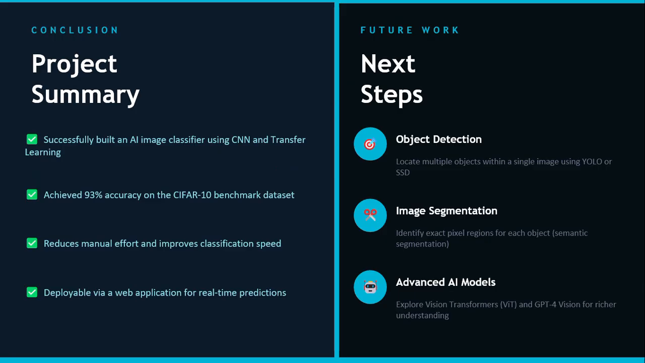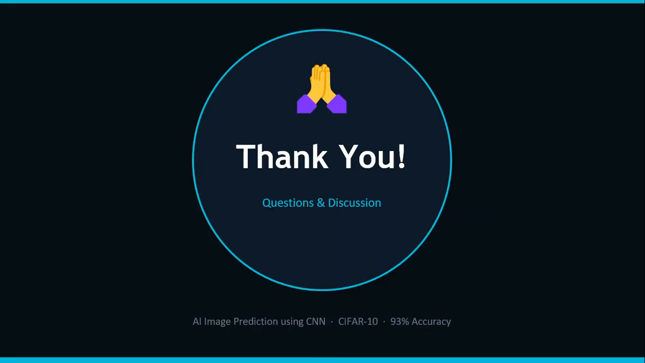Finally, these are the next steps for implementation, and the project summary. We successfully implemented CNN and transfer learning, and the next steps are object detection, image segmentation and advanced AI models. I would like to conclude by saying that this project successfully demonstrates how CNN and transfer learning can be used to build a powerful image classification system.